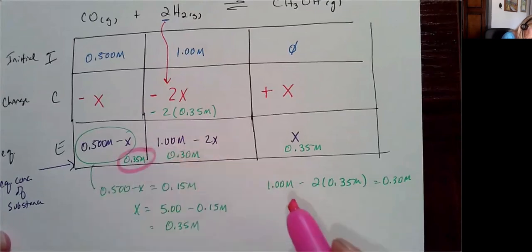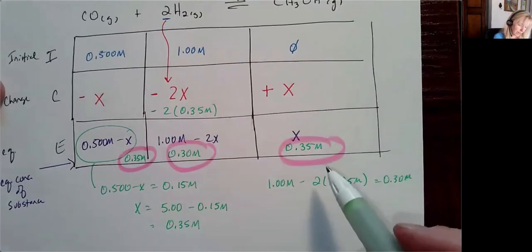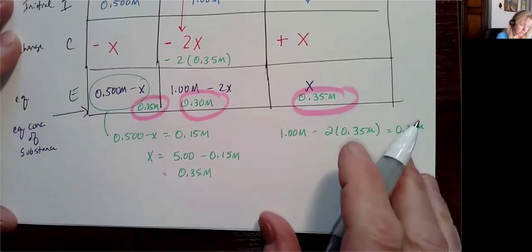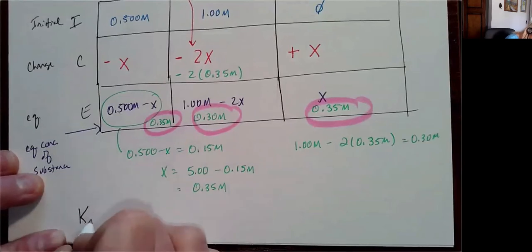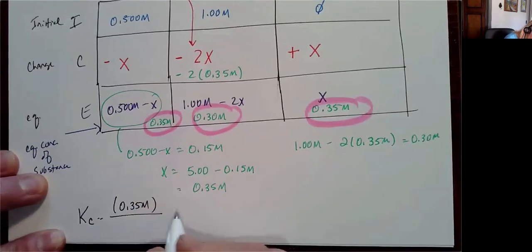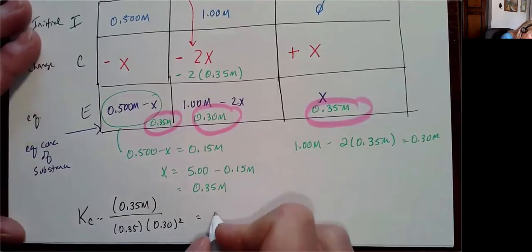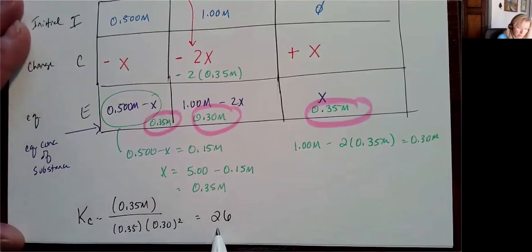Now I'm just going to take these values here and plug them back into my law of mass action. So this is my equilibrium for CO. This is my equilibrium concentration for hydrogen. This is my equilibrium concentration for methanol, and then I'm going to be able to calculate Kc from there. So I had to do an ICE table to figure out what my changes and what my additions are, and then my Kc for this is going to be equal to 0.35 over 0.35 times 0.3 squared, and that is going to give me 26. So my value for my equilibrium constant is going to be 26.